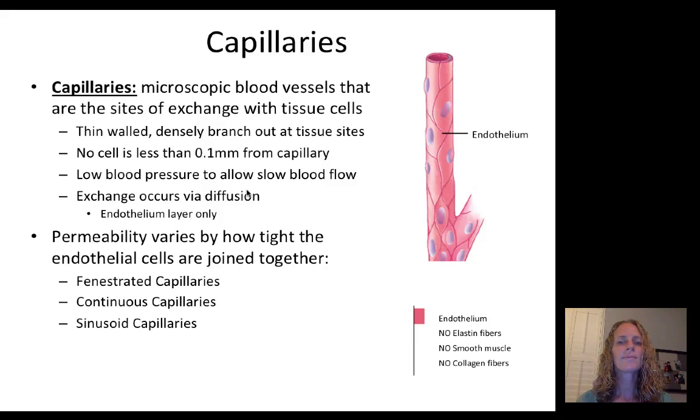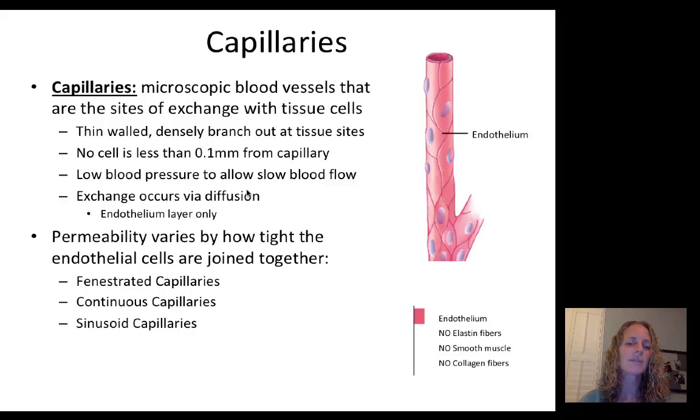Now we get to the microscopic capillaries. These are the blood vessels that are the sites of exchange with the tissue cells. They're thin-walled, and they branch out densely at the tissue sites. No cell is less than 0.1 millimeter from a capillary. They are low blood pressure to allow slowing of the blood flow such that the tissues are not damaged with this blood flow. The exchange will occur through diffusion, and that is through the endothelium layer.